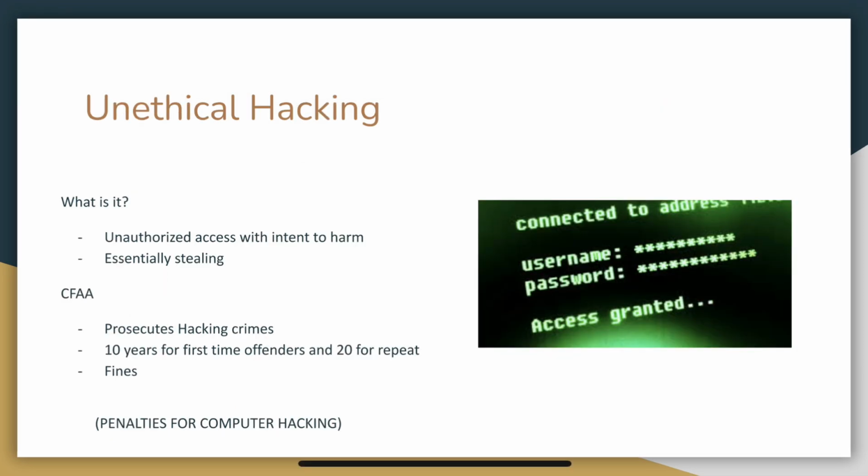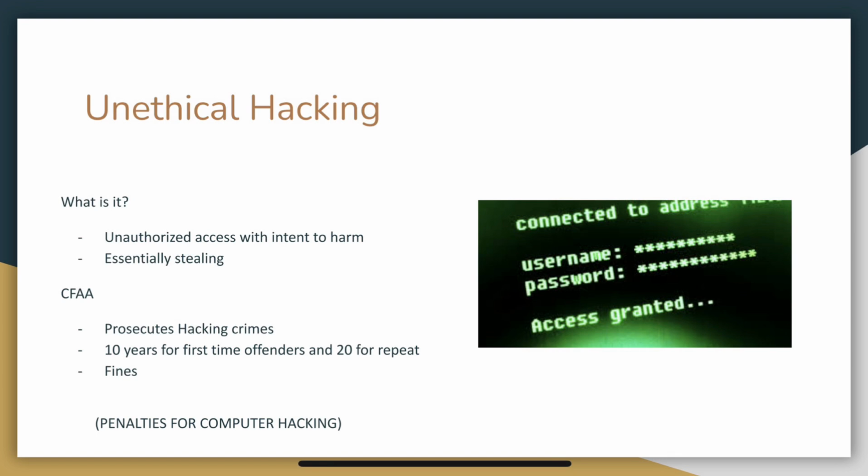Unethical hacking. Well, the first question is, what is it? Unethical hacking is unauthorized access with intent to harm. So intent to harm means stealing someone's information, their data, etc. The person hacking has knowledge that they are going to steal this information.